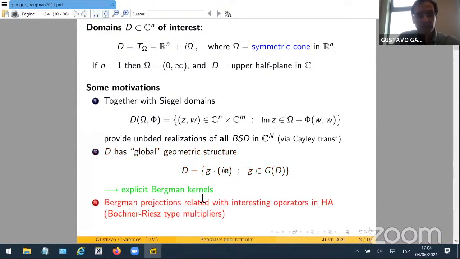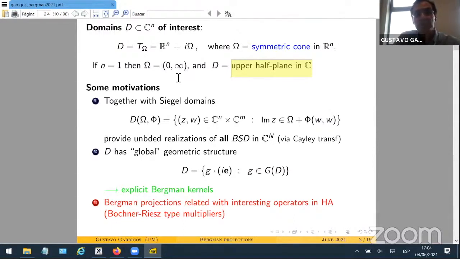And a third motivation, which is probably one of the most interesting for us, is the fact that the Bergman projections in these domains are related with a number of interesting operators from harmonic analysis. And this is not surprising because you think of the one-dimensional case and you consider the Cauchy projection. The Cauchy projection in the upper half plane is essentially the same as the Hilbert transform, which is a key operator in harmonic analysis in one dimension. So you want to extend this to higher dimensions.